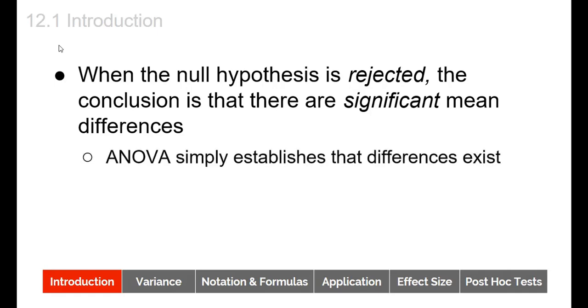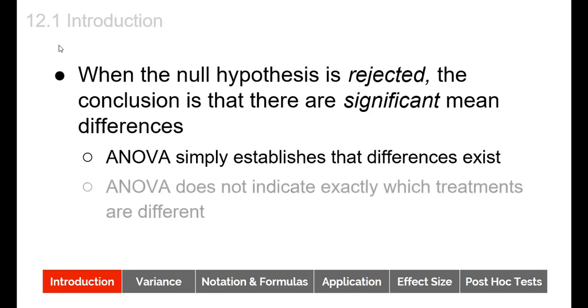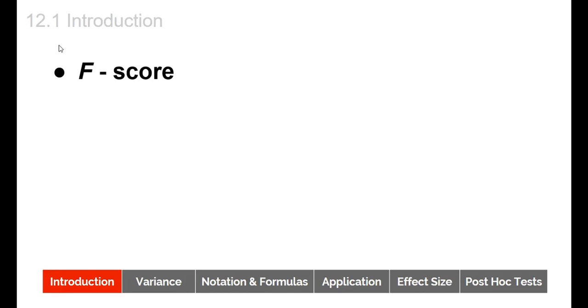So ANOVA simply establishes that differences exist, but here's the downfall. It doesn't indicate exactly which treatments are different. So we're going to have a single test statistic that will let us know if differences exist between the groups, but that single test statistic doesn't tell us which groups are different. Are all the groups different from each other, or is it just groups 1 and 2 that are different from each other? We can find that out later through some different testing. But ANOVA just tells us if there are differences between the 3 groups, the 3 or more groups.